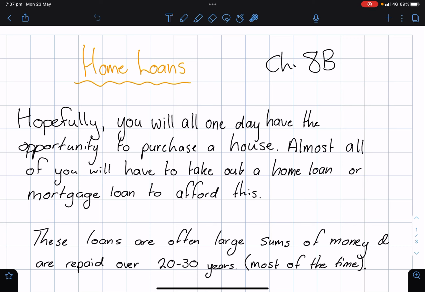So we are continuing on with our financial modelling. Today we're going to look at home loans, another type of loan that you'll hopefully come across in your life. Hopefully not, hopefully you've got enough money to buy a home outright, but the majority of us are going to have to take out a home loan or a mortgage loan to afford buying a house. These loans are often large sums of money, often $100,000 up to $600,000, and they're repaid over 20 to 30 years most of the time.